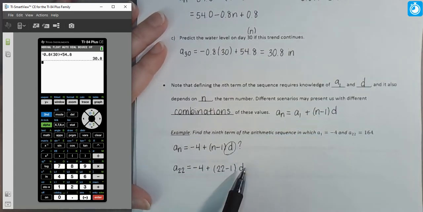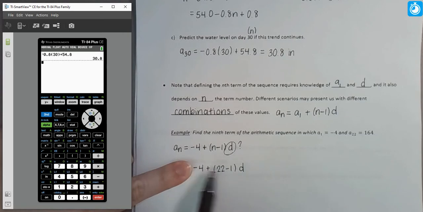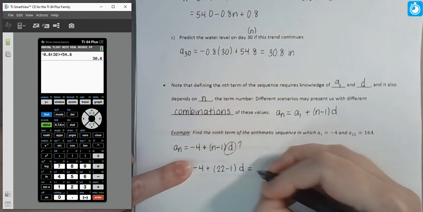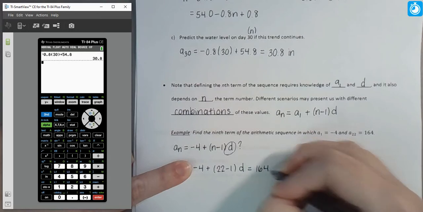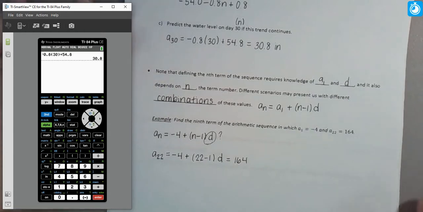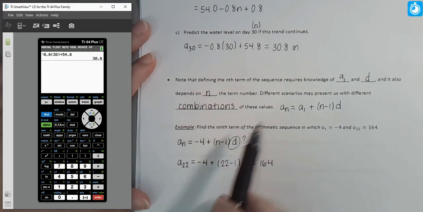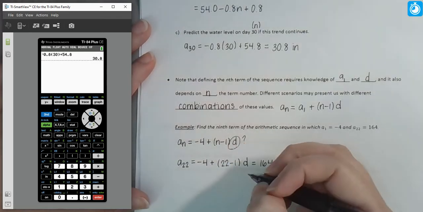But what we also know on top of the fact that this would be the formula generating a sub 22, we also know that all of this will have to be equal to 164 because that is the value of a sub 22. And so essentially what we now have is an equation. We have an equation that has one variable. And so if we can isolate this variable, then we can solve for it and we'll have a formula. We'll have the formula that we need.